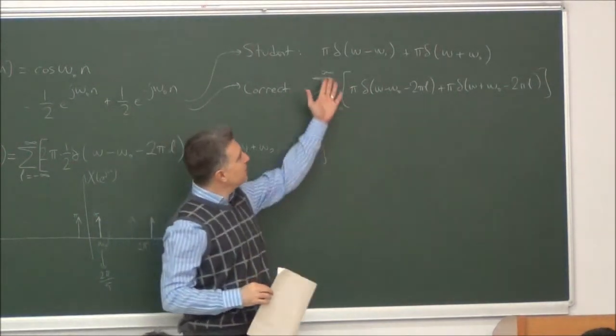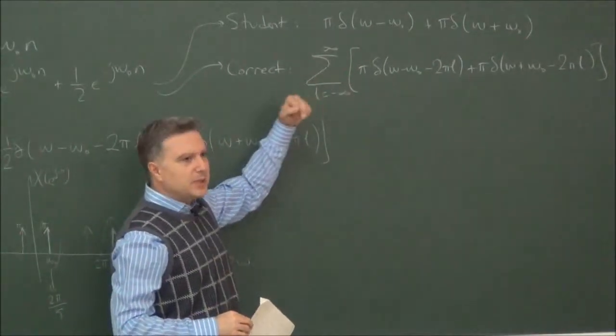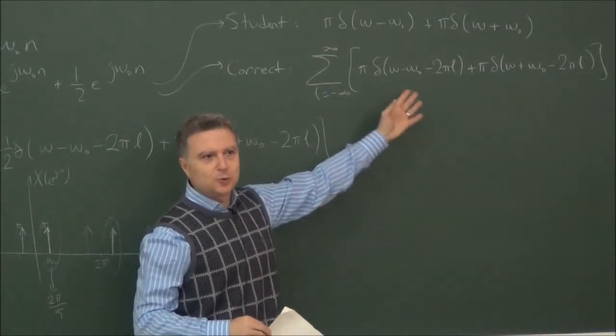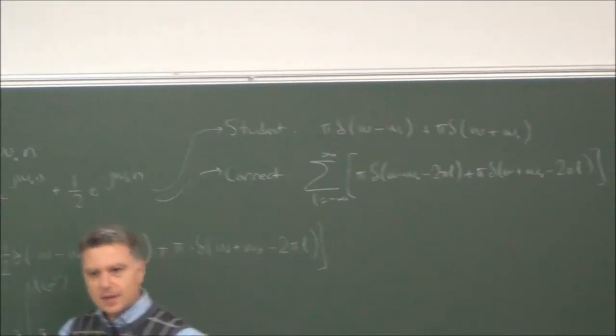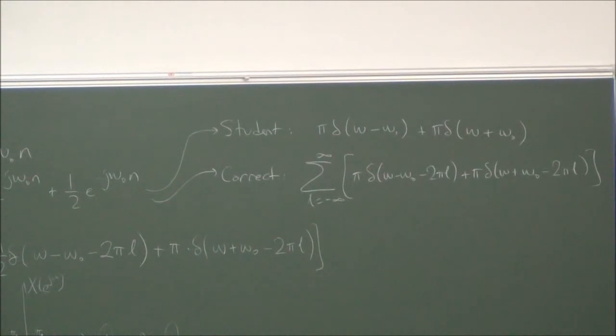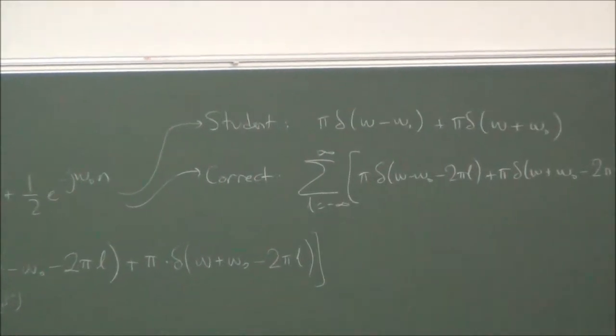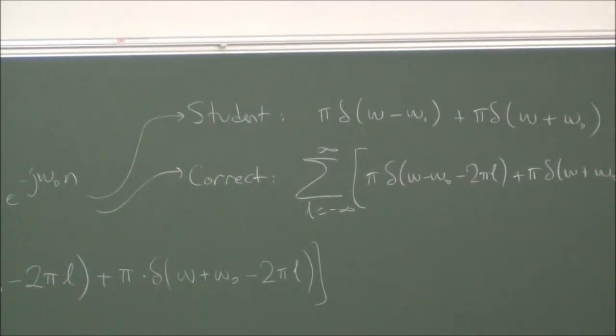Okay, you see the difference between them. This one is just periodically replicated by 2 pi, the periodically replicated version of the top. And that is the correct answer that you should be able to give, or I'm expecting.